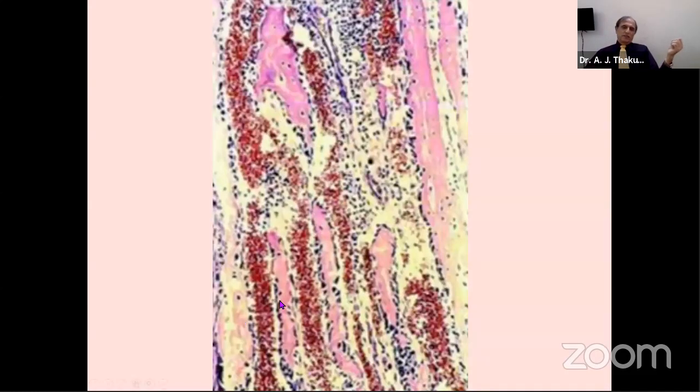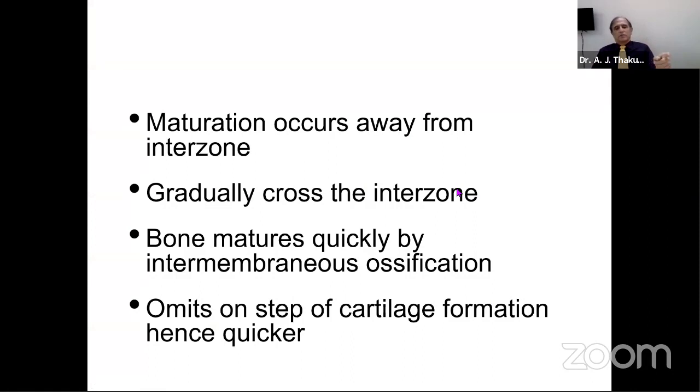This is the histological picture. These are the collagen fibers which are laid down in the vicinity of the blood vessels. After collagen fibers are formed, the hydroxyapatite crystal is laid down on that. Then it becomes more and more solid. The ossification starts at the two ends and then comes toward the center. So the maturity comes from the two ends and ultimately the interzone becomes ossified. Ossification occurs away from the zone, gradually crosses the interzone, and bone matures quickly.